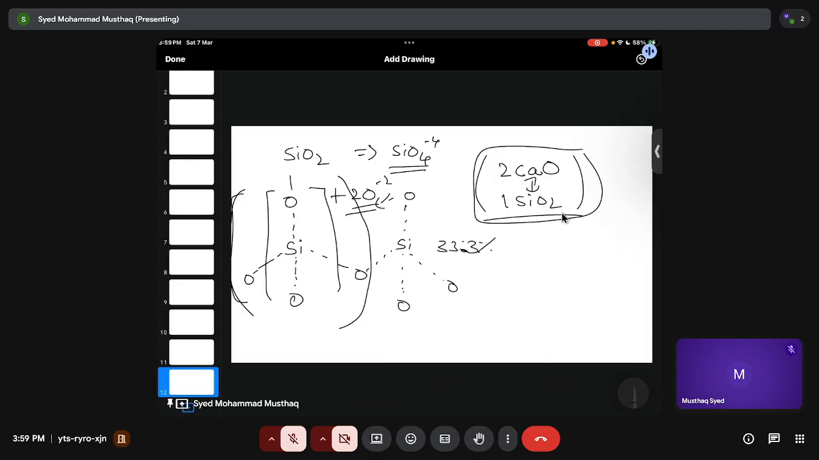But here the silicon atom is not being shared. In this structure there is only one silicon atom, and there are 4 oxygen atoms. Not all oxygen atoms belong to one silica; each oxygen atom is being shared by 2 silicon atoms. That means 4 into half will give me 2 oxygens. So that's why we write it as SiO2, not SiO4. Please keep this in mind.